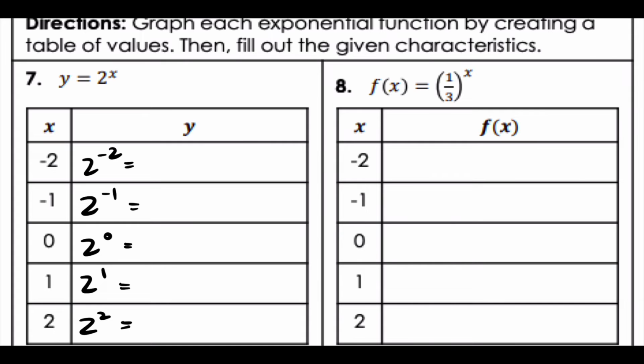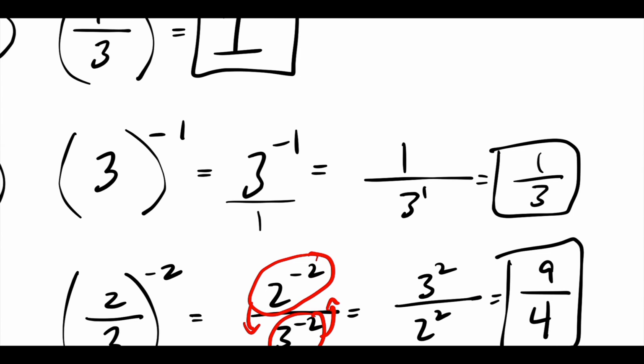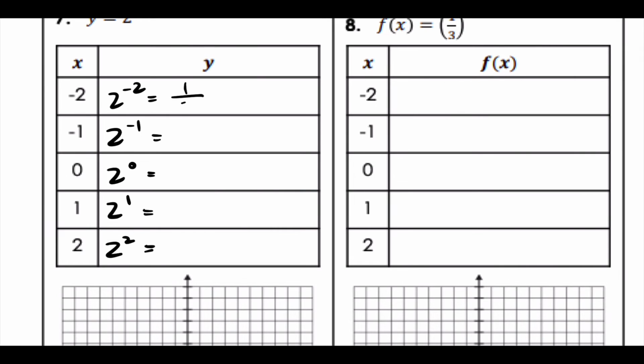Okay. 2 to the -2. Don't say -4. It's not -4. We just did one like that. 2 to the -2. It's going to be 1/2 to the second power, right? Move it to the bottom. 1/2 to the second power is 1/4, which is the same as 0.25. A quarter.